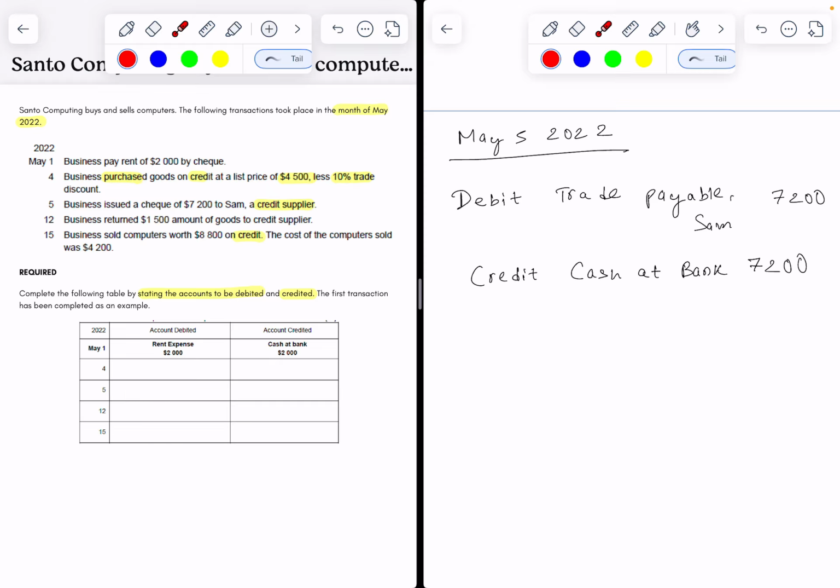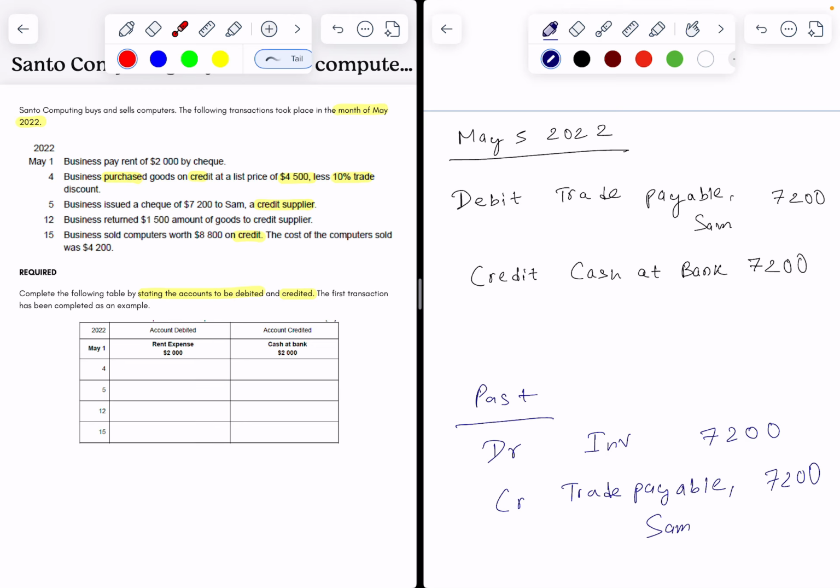So in the past, when we would have bought goods on credit from Sam, what would we have done? So in the past, we would have debited the account for inventory because our inventories would have increased once we have bought some items from Sam. And because we would have bought these on credit, that would give rise to a new account, which is a liability account, and we would be crediting the trade payable account of Sam by $7,200. So this is what we would have done initially when we bought the goods on credit in the past.